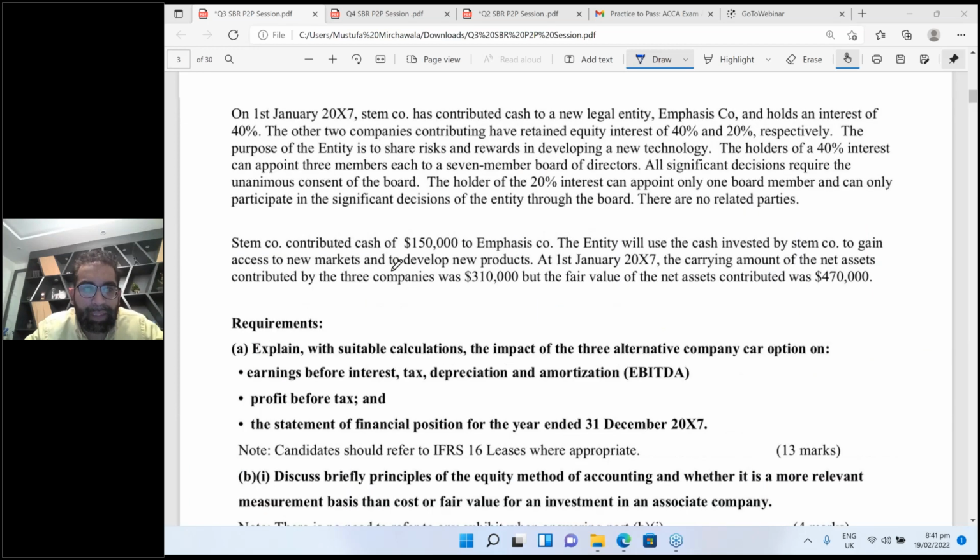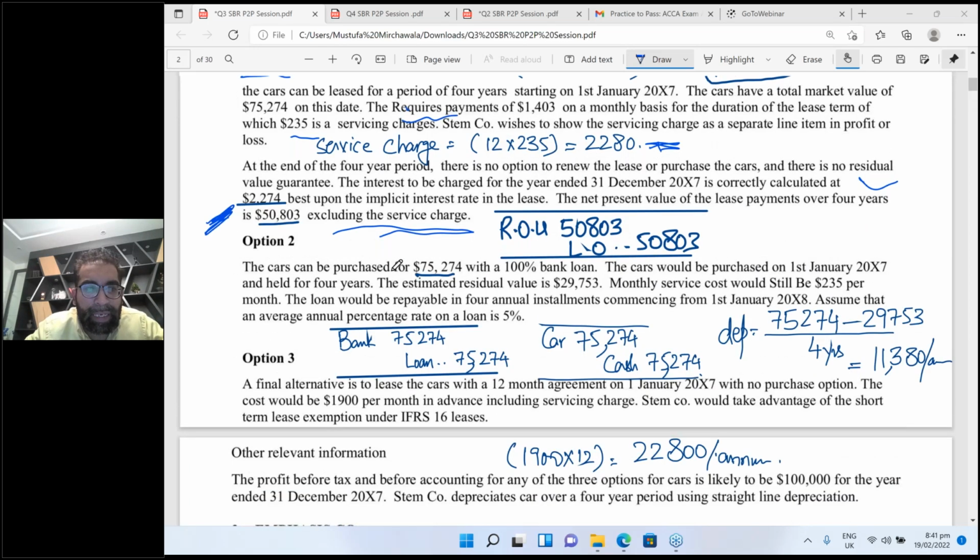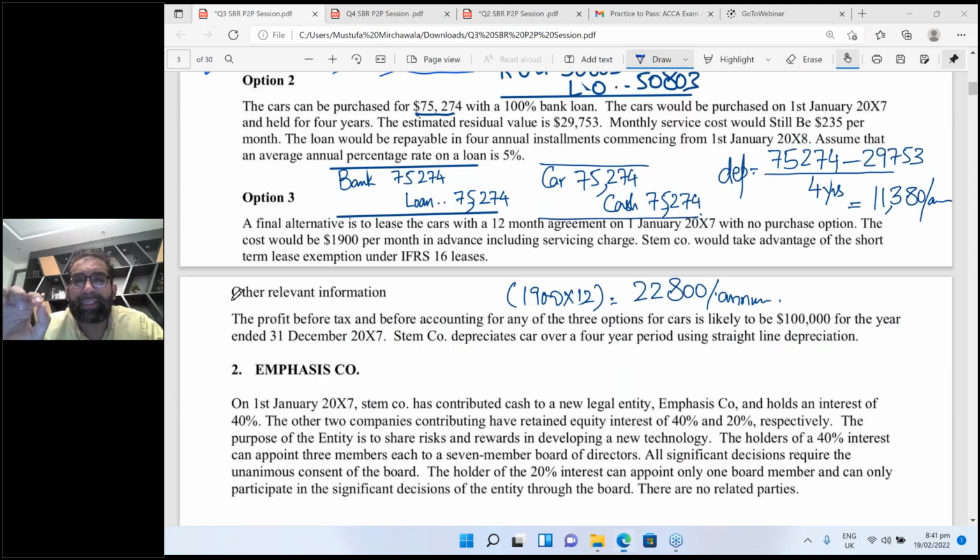See this thing, one more thing, other relevant information. I'm not discussing the other two options right now. Let me go in pieces. The profit before tax and before accounting for any three options for the car is likely to be 100,000. This is the profit for the year ended 31st December X7. The company depreciates the car over a 4-year period using the straight line method.